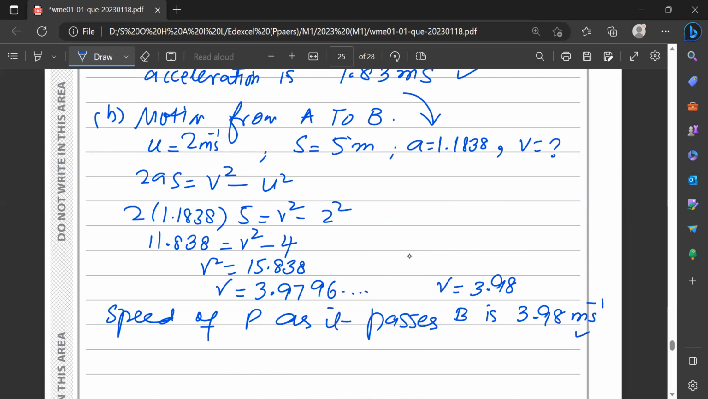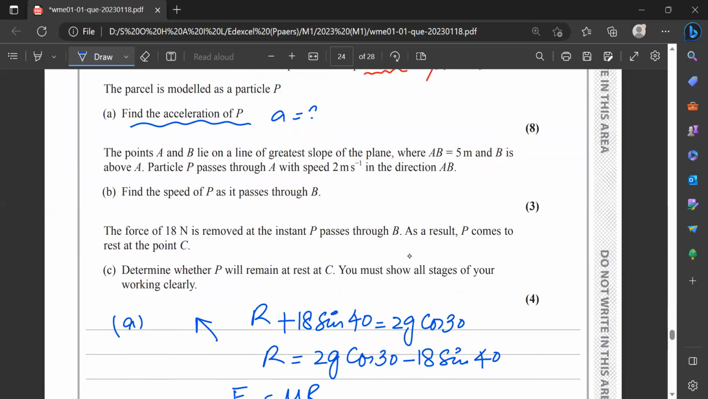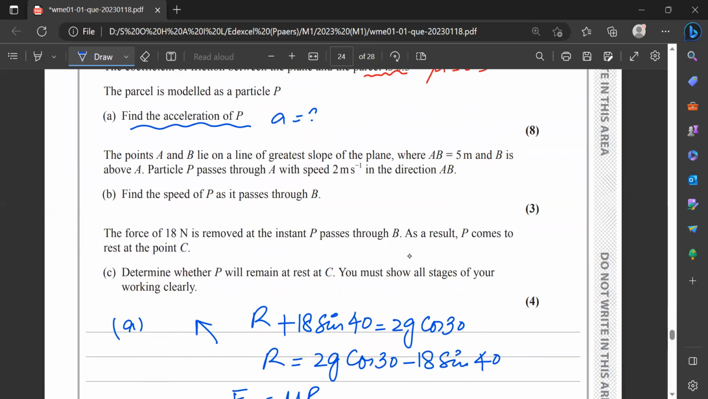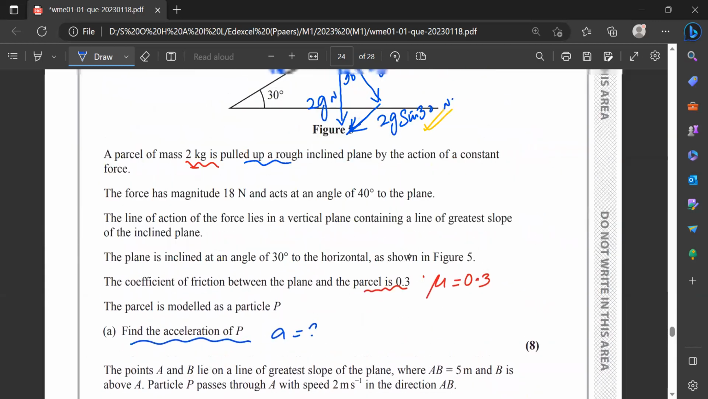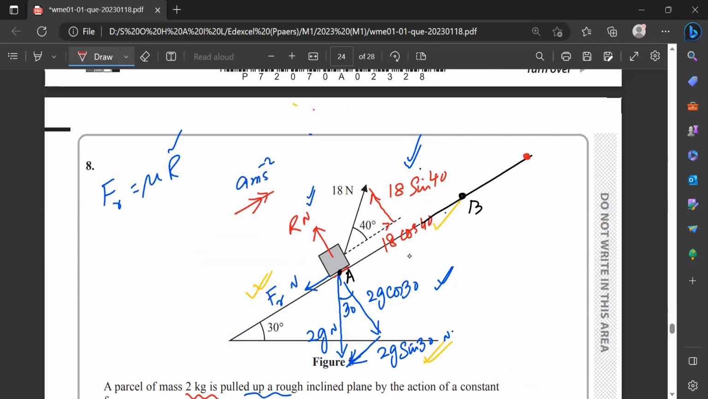And coming to the last part, the force of 18 newtons is removed at the instant P passes B. As a result, P comes to rest at C. Determine whether P will remain at rest at C. You must show all stages of your working clearly. So when the particle is here at point C, the string is removed, the force of 18 is now removed.